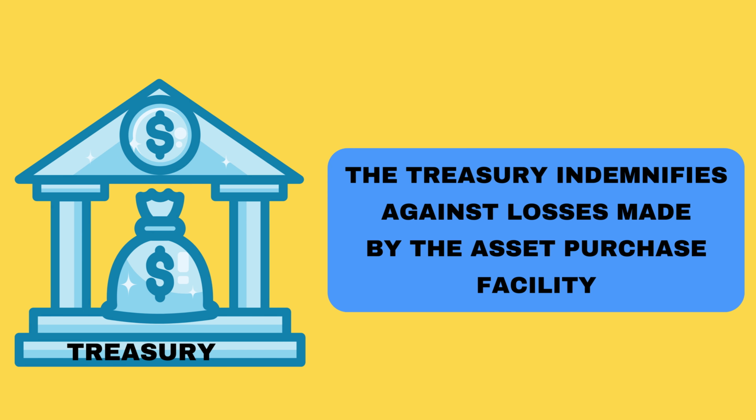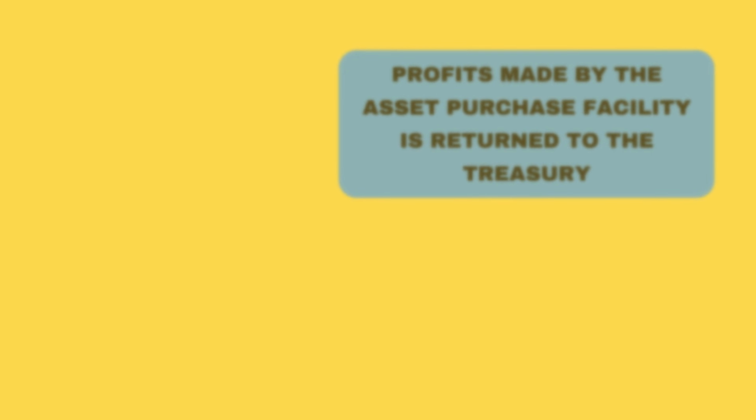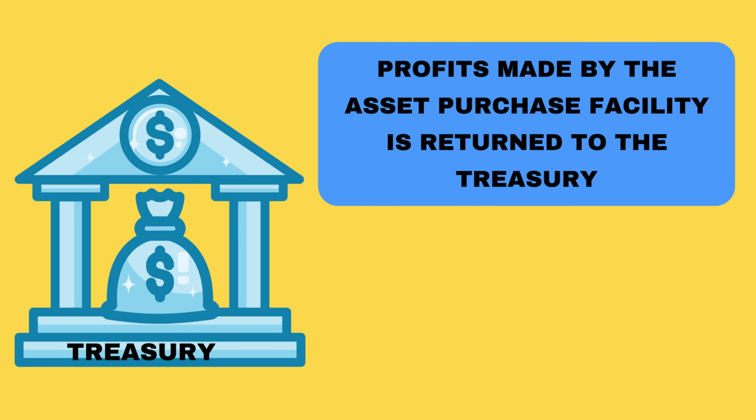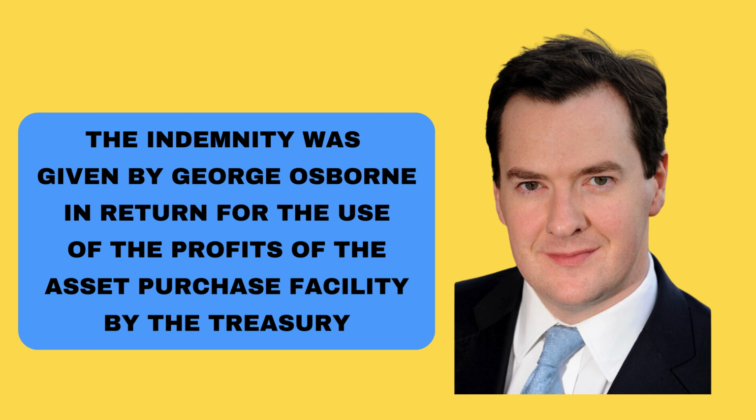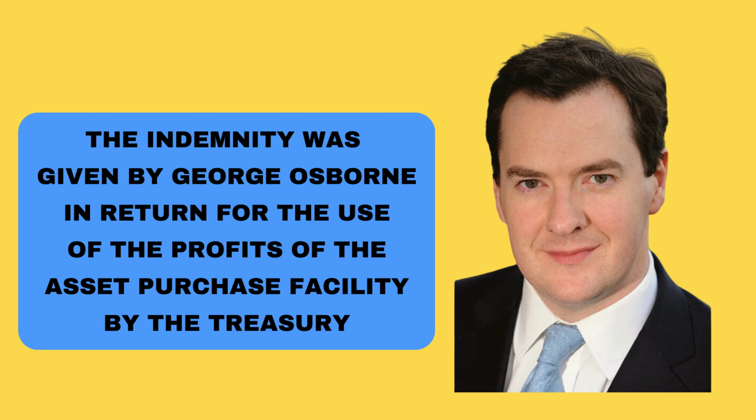Indemnity and financial flow. The Treasury indemnifies the APF against losses, meaning if there's a financial shortfall from these operations, the government, and thus the taxpayers, covers it. Conversely, profits generated from these activities are returned to the Treasury, helping to offset the government's overall borrowing costs. This indemnity was given by George Osborne when he was Chancellor. The implications of this will become apparent later in this video.